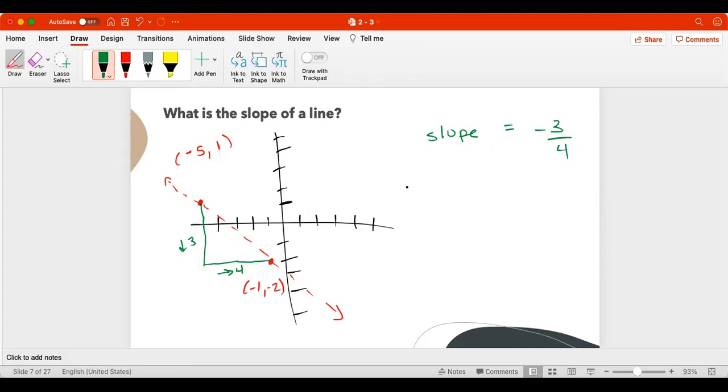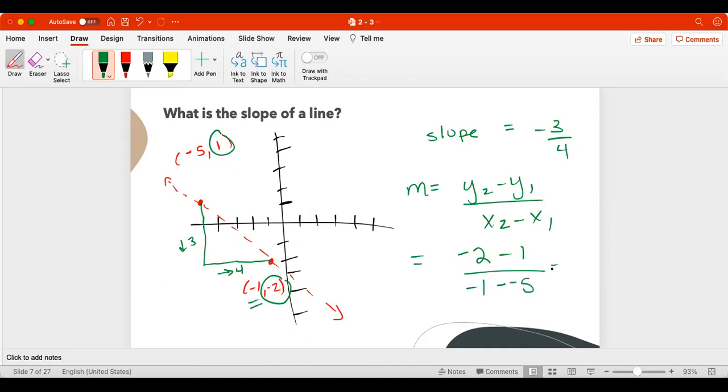Let's verify this. So we're going to use that slope formula, which says y2 minus y1 over x2 minus x1. So I'm going to just say this one is y2, minus 2 minus 1 over, then this one, -1 minus a -5. So on the top, I'm going to get -3. This becomes plus plus, and I get 4. Exactly what I got by doing it visually. Okay, great. Let's move on.